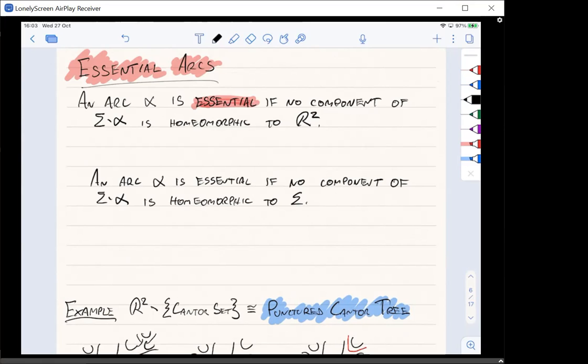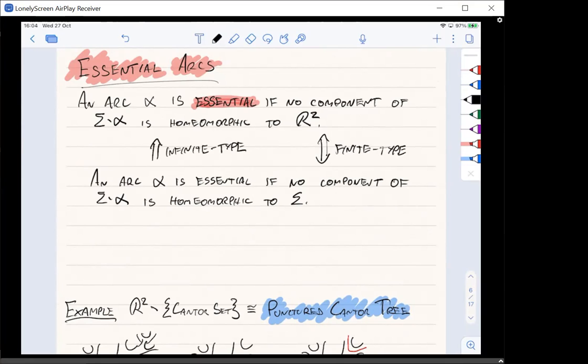And this is equivalent in finite type to the following definition, which is that an arc is essential if no component of the complement is homeomorphic to the surface you just started with. These two things are equivalent in finite type. But we've just seen an example where this isn't the case in infinite type. You can take a non-essential arc, which gives you a homeomorphic subsurface. Okay, so the second condition is significantly stronger than the first one.